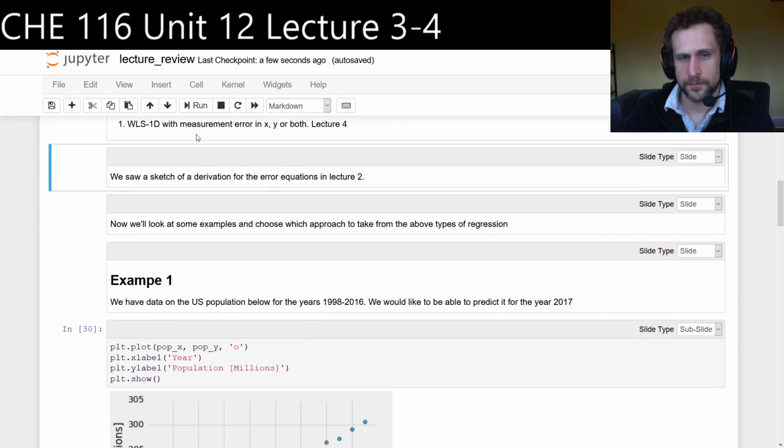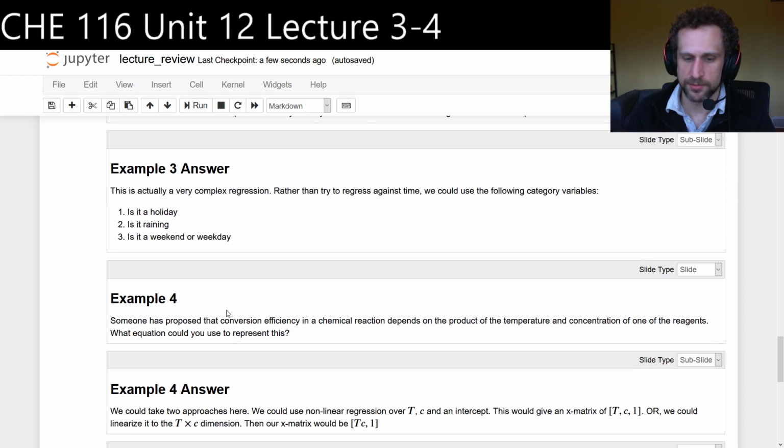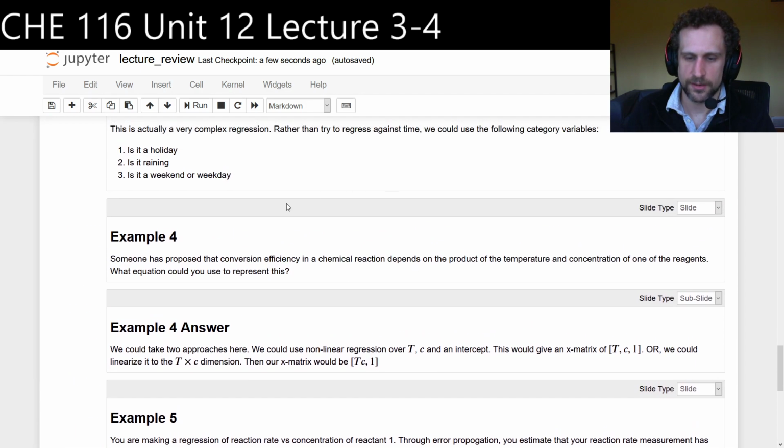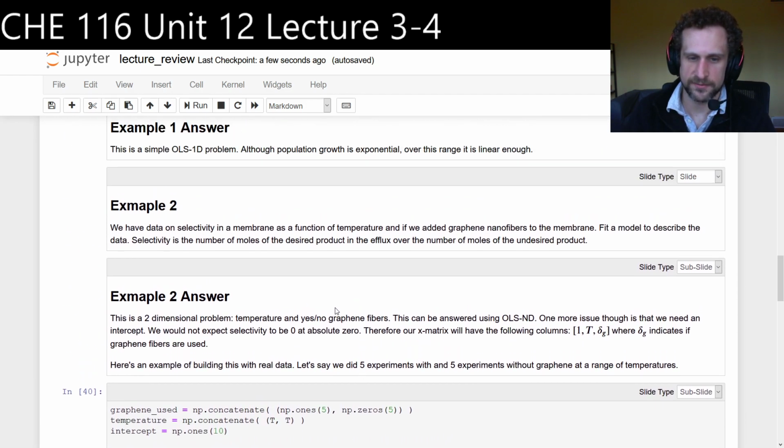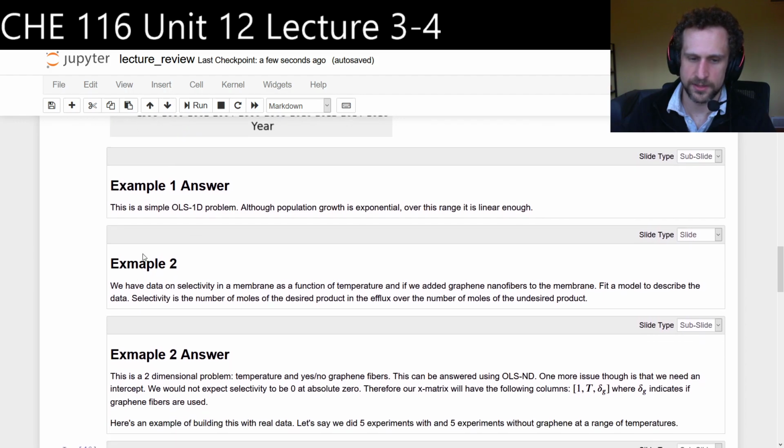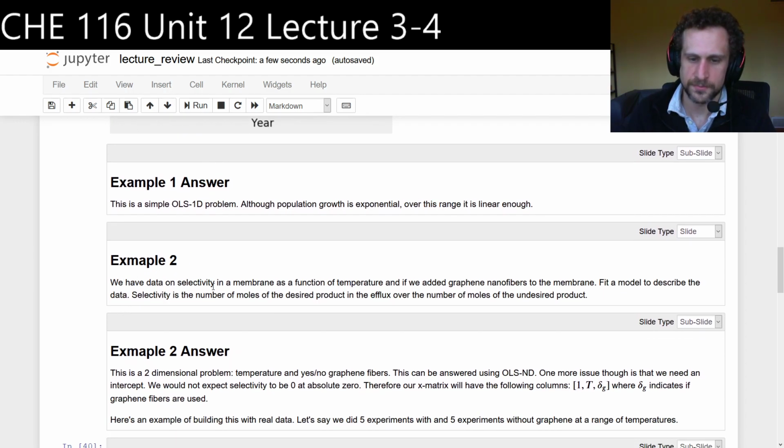We won't cover this in the lecture review, but if you want to, you can study it. There are some examples of different kinds of problems, and it tells you what kind of regression technique to use. For example, we'll just look at this one here, example 2.